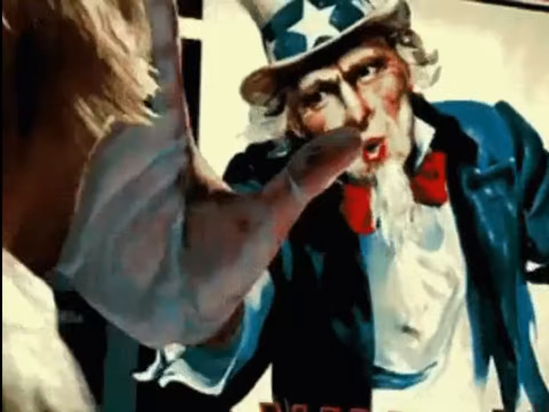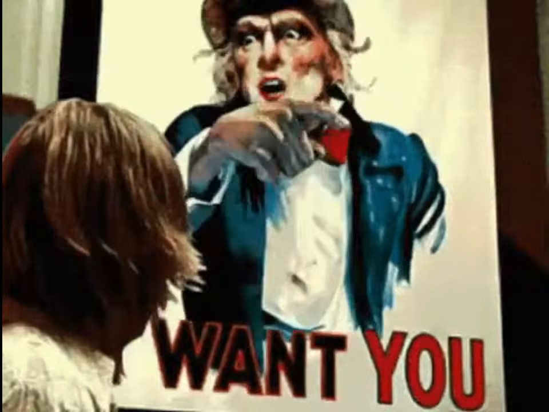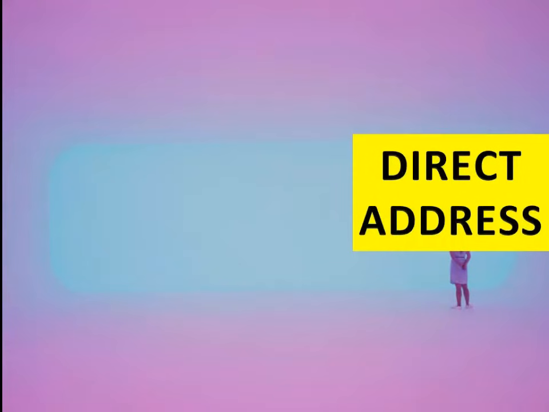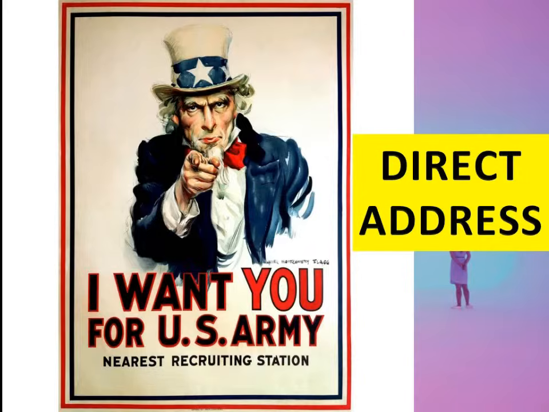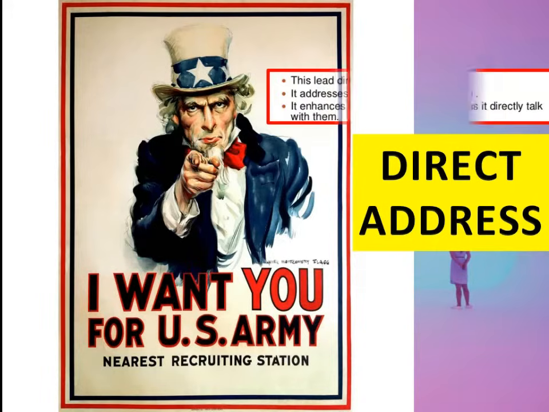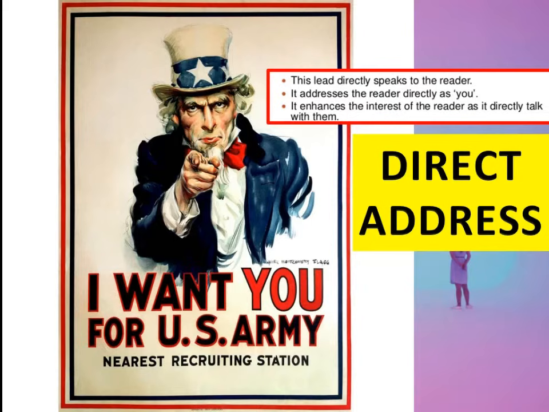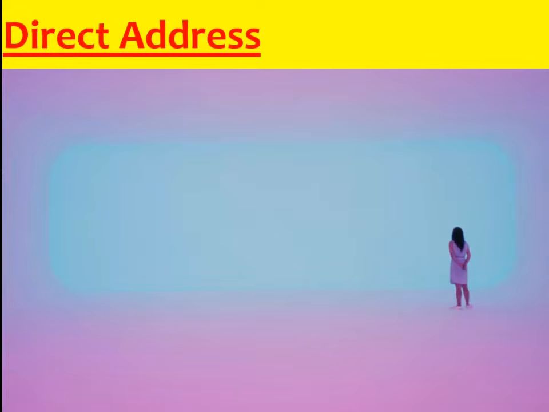Basically, talking to the audience, the writing technique we can use to do this is called direct address. I always say to my students, think of this poster. So the army poster, I want you. The person is pointing, but they use the word you to make it sound like the poster is talking directly to you. You're the only person it's aimed at. So direct address is when you're speaking directly to the reader. It addresses the reader directly as you, or you can use we. The point of it is that it enhances the interest of the reader as it directly talks to them.